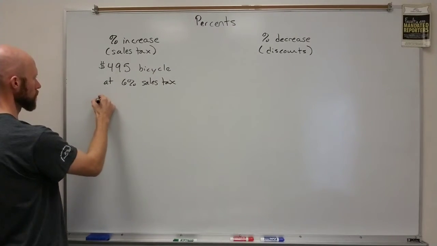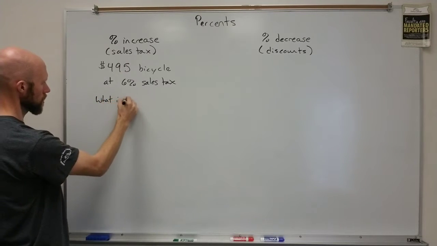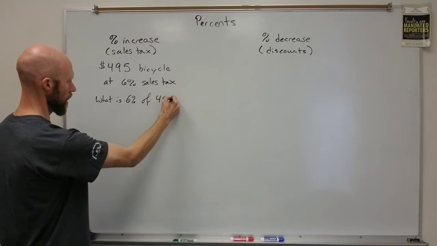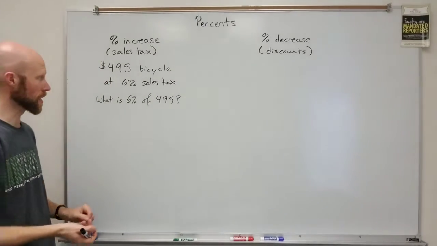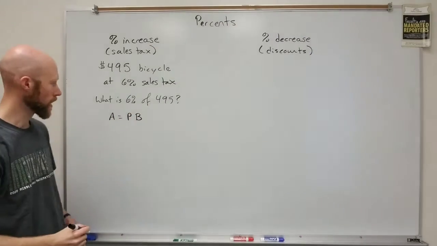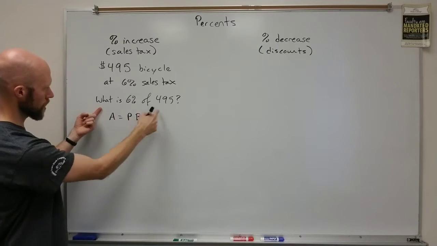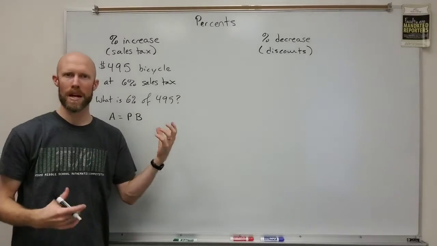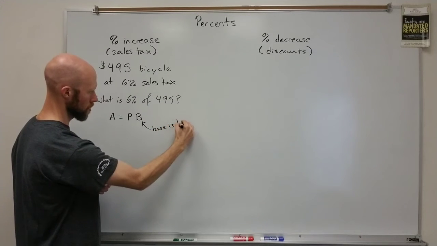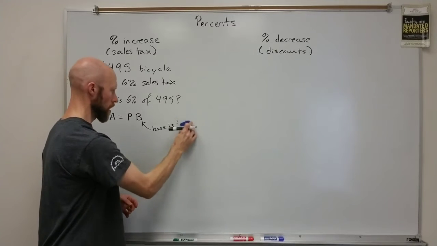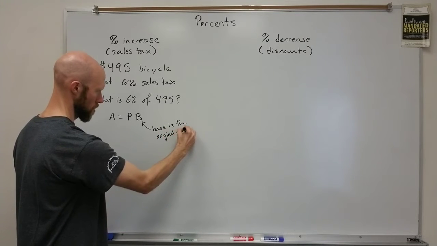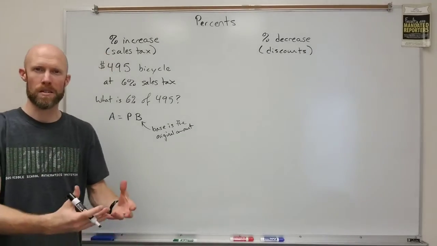So you first have to ask the question, what is 6% of 495? That's kind of the translation of that idea. And then to put that into an equation, it's A equals P times B. So you're multiplying the percent times the base, which is the 495. And really the base is always the original amount. Total's a bad word there. The base is the original amount. It's the starting point, the foundation of the problem.